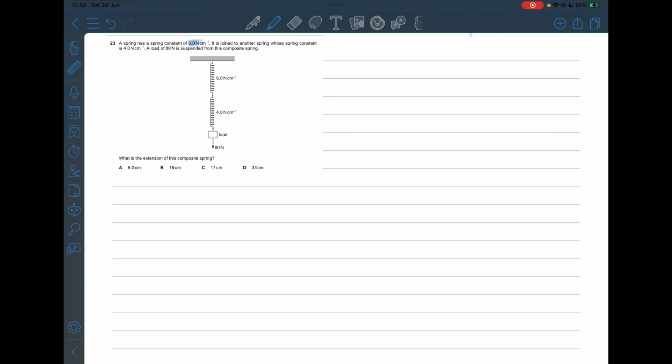It is joined to another spring whose constant is 4 Newton per centimeter. A load of 80 Newton is suspended on the composite spring. What is the extension of the composite spring? So basically, these are two springs that are joined together. And one thing I like to say is this.